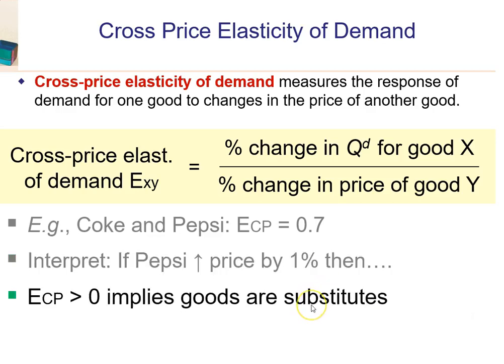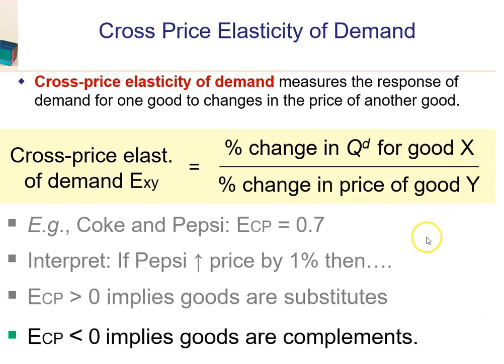So, more generally, any cross-price elasticity number which is positive will tell us the two goods in question are substitute goods. So what happens if we find a cross-price elasticity number which is negative, meaning that these goods are moving in opposite directions? Therefore, an increase in the price of Y would lead to a reduction in the consumption of good X. This would tell us that the two goods in question are complements.